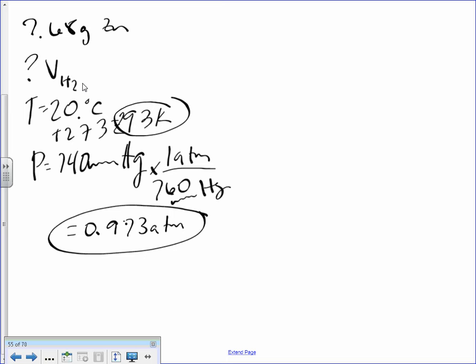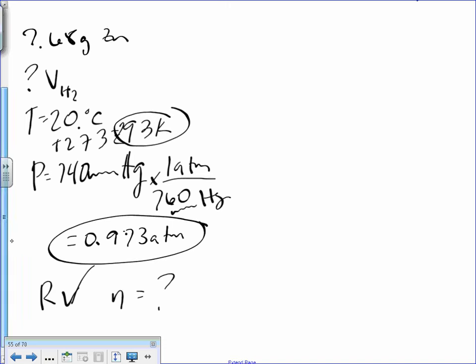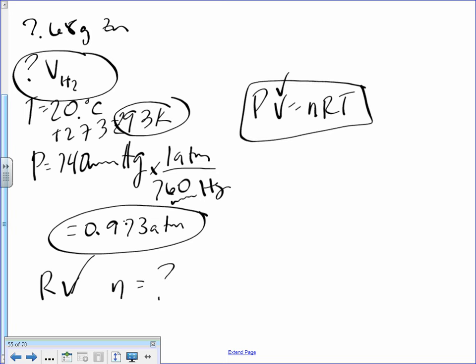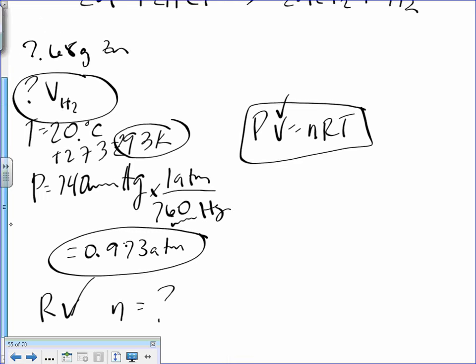What am I missing? Okay, so R we have in our head, right? We know R. And then n, how do I find n? Okay, so I heard two things. First off, our real question in this problem is what's the volume? We are solving using PV equals nRT. We are going to solve for volume, but we need every other variable first. So what we're first seeking is our n value for hydrogen. We don't have that. So we are going to use our grams of zinc to get that first.